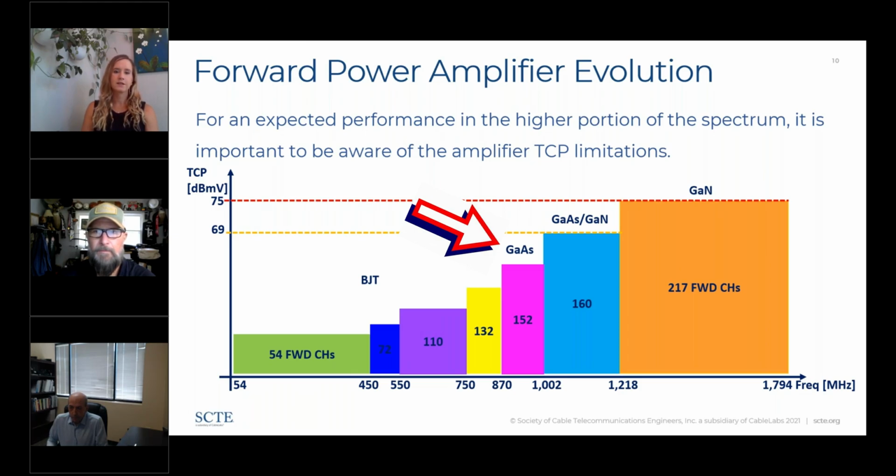Then the GaAs hybrids demonstrated questionable performance advantage versus the bipolar. So at that time, the die was improved again in the early 2000s, and this started to be implemented in the 1 gig amplifiers. Then the next generation of the hybrid amplifiers was introduced in 2008 when GaN was adopted by the cable industry.